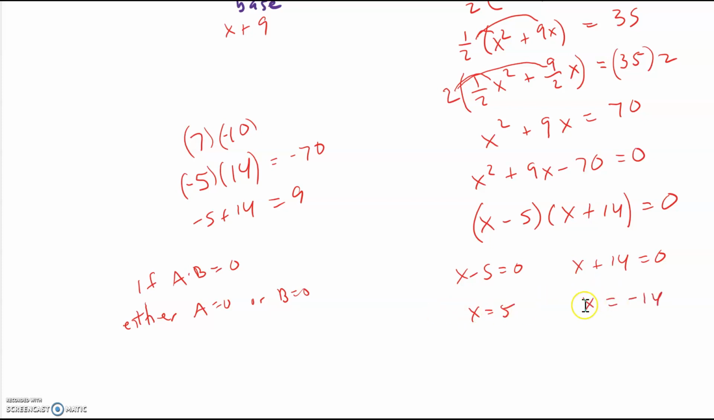If you want to be official about it, you can add 5 to both sides, and the 5s cancel, so x is 5. And you can subtract 14 from both sides to get x equals negative 14.